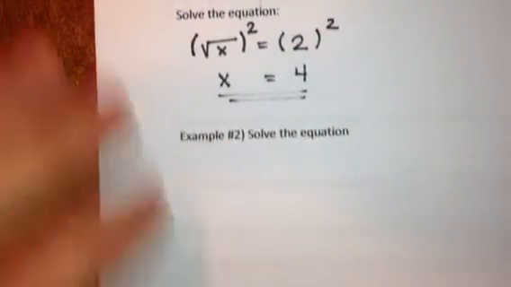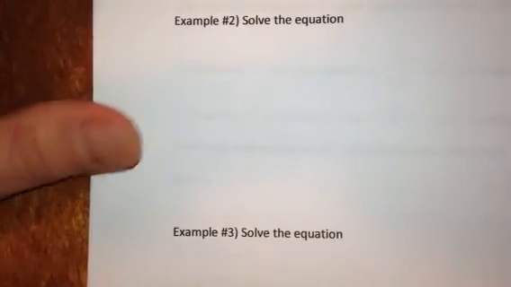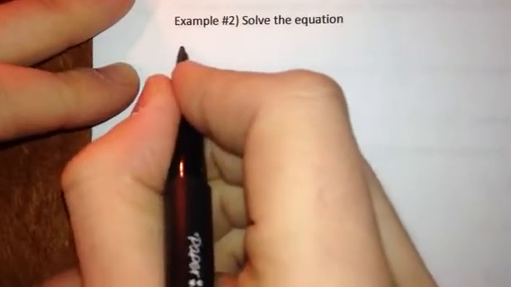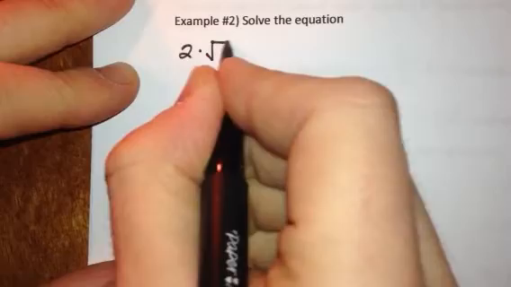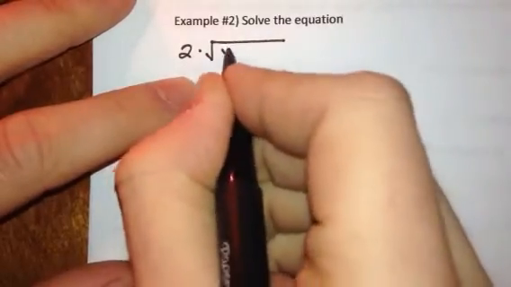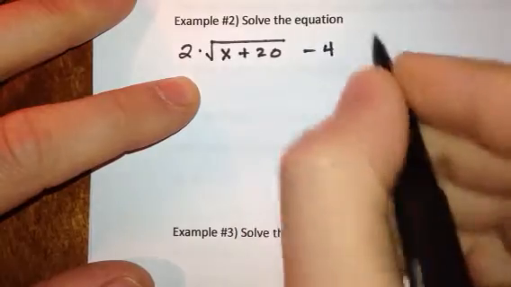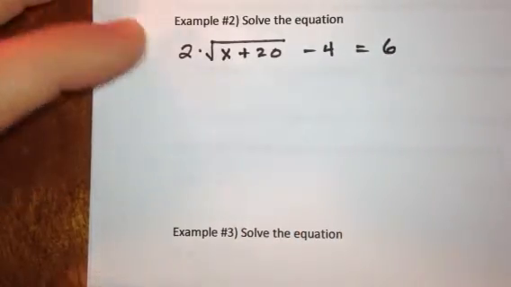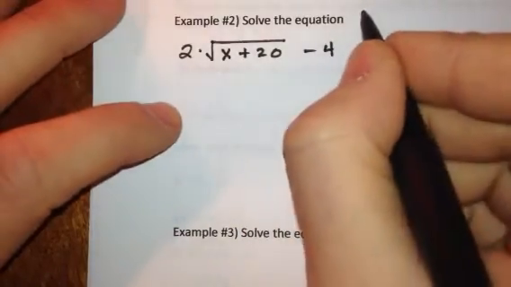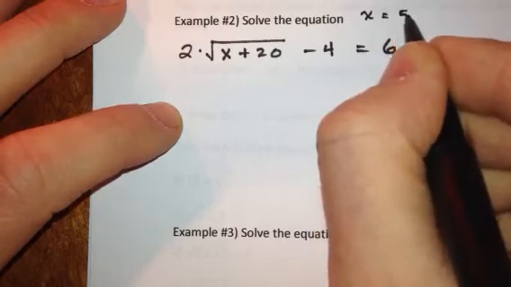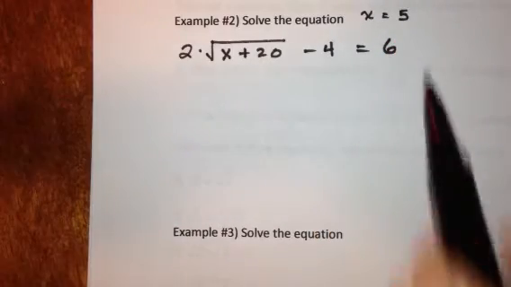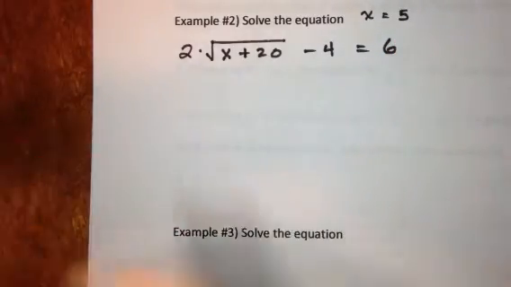Let's look at another one. For example number 2, suppose we have 2 multiplied by the square root of x plus 20, minus 4, and all that is equal to 6. And I'm going to tell you the answer. The answer is x is equal to 5. And so let's take that answer and let's plug it in and show why it works.